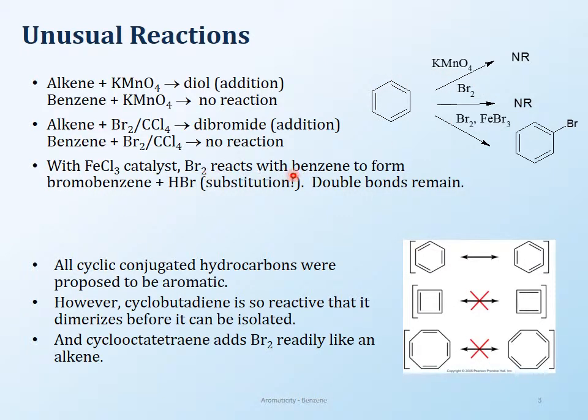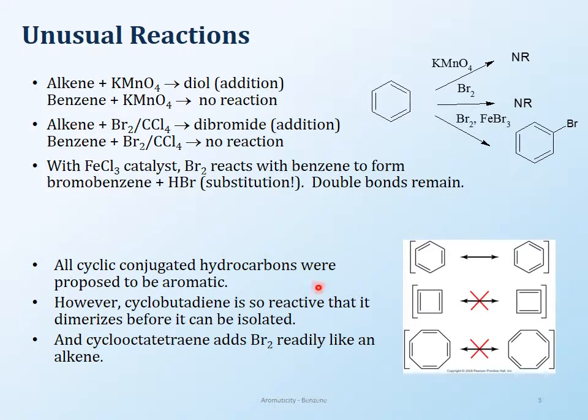However, if there was a catalyst used with bromine and benzene, then the bromination gave a monobrominated product, which really is not an addition reaction, it's actually a substitution reaction. And all the double bonds that benzene initially had still remained. So it was not an addition, it was a substitution reaction. So that also got people thinking that benzene is not really behaving the same way as alkene is.